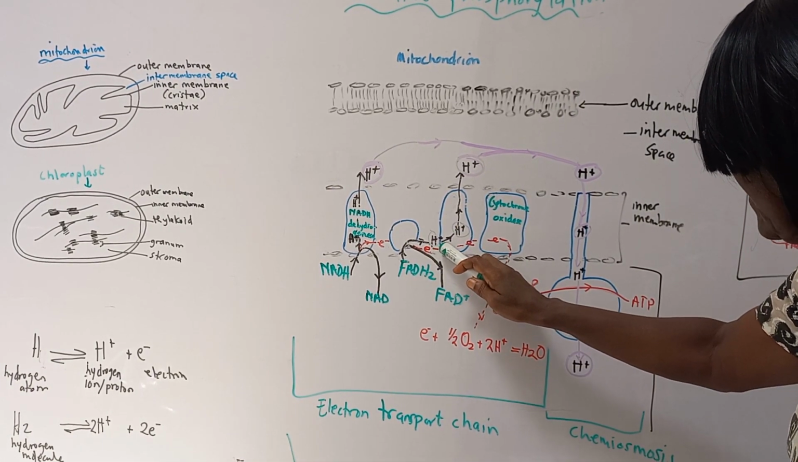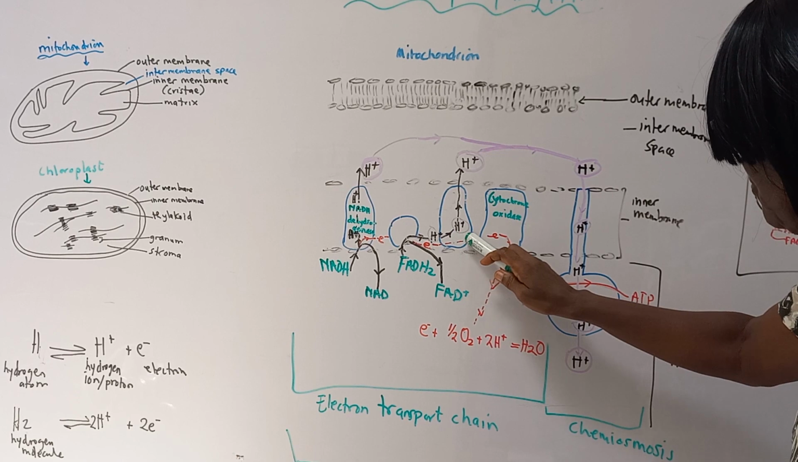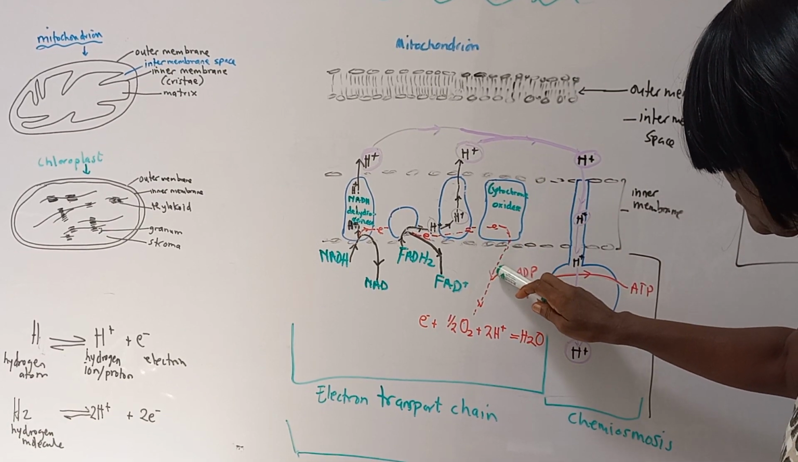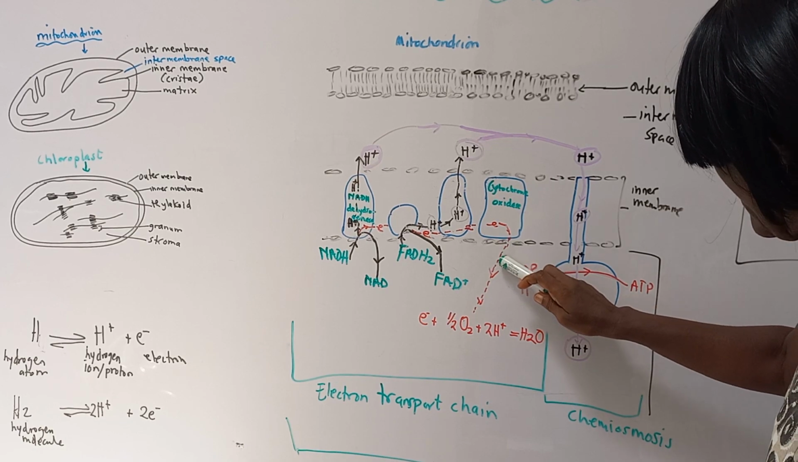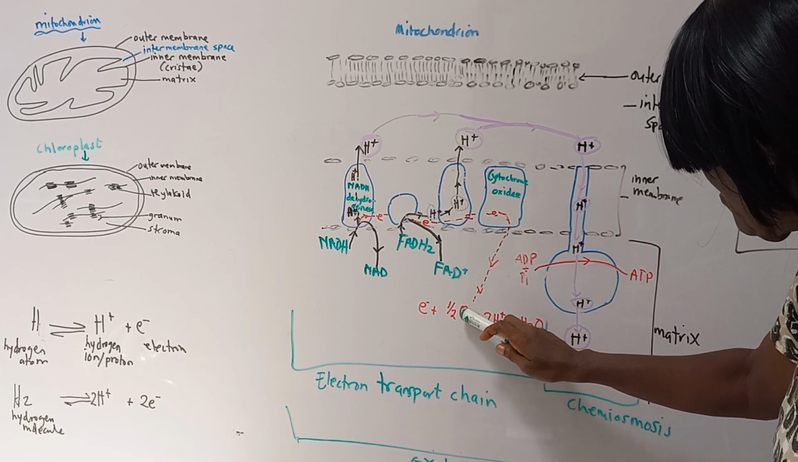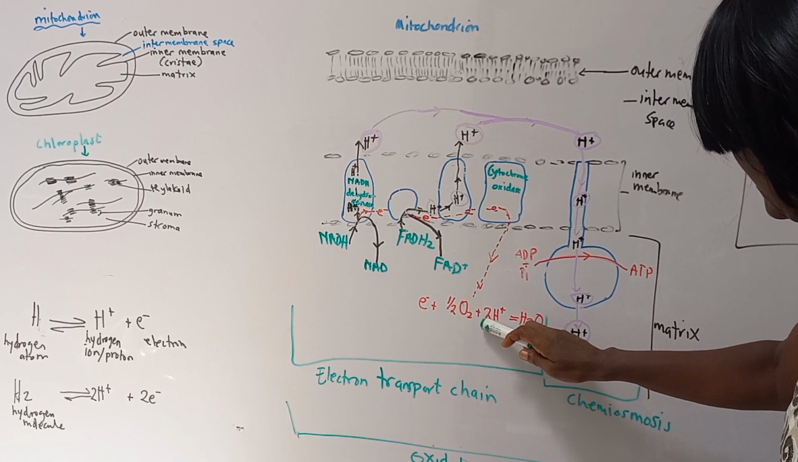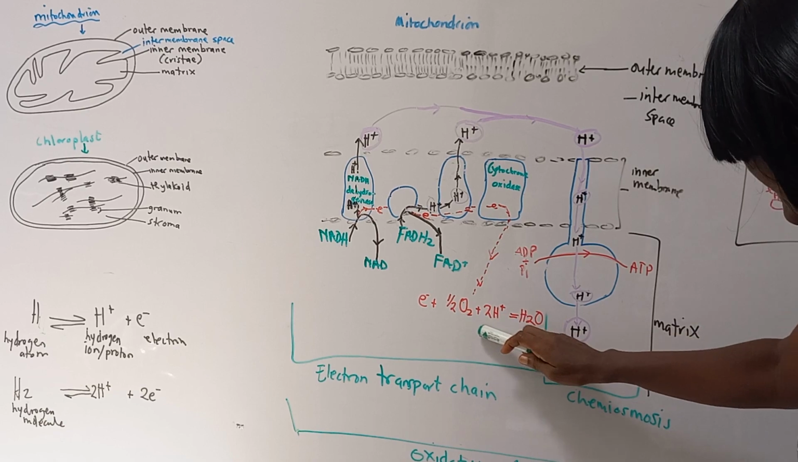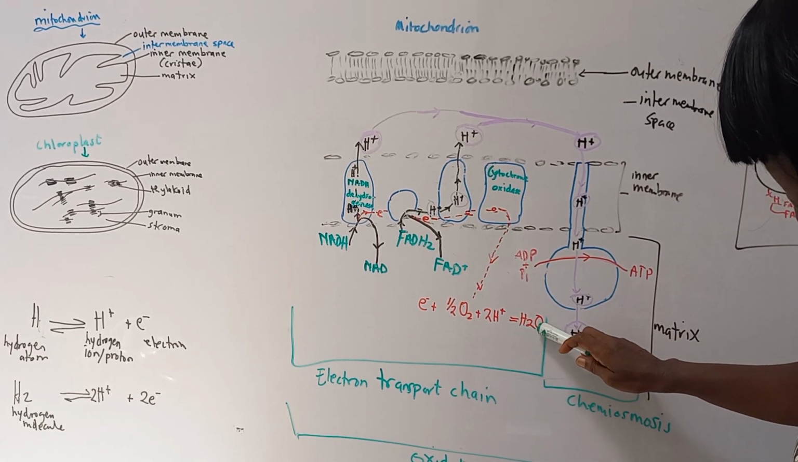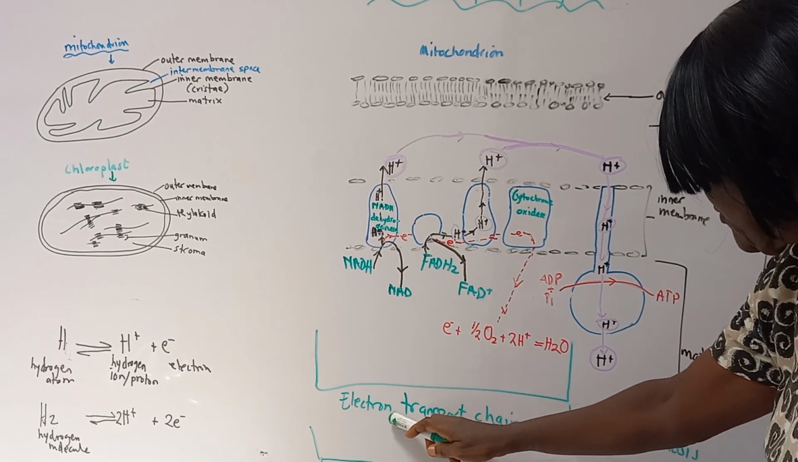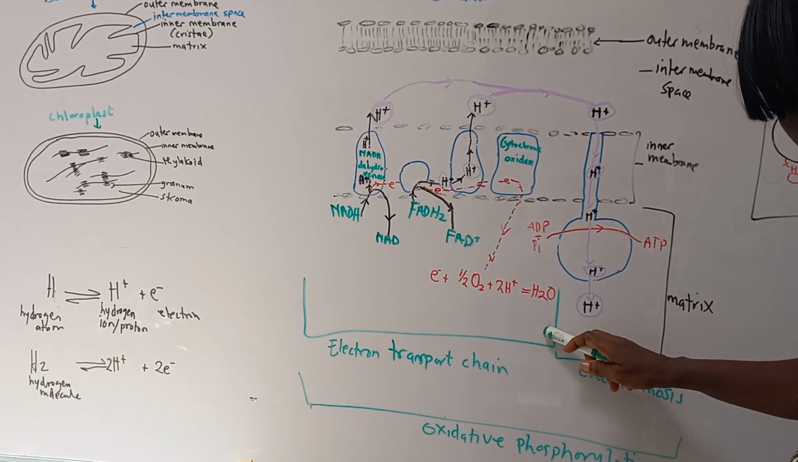And as the electrons move from molecule to molecule and ATP is produced, the electrons lose energy, and finally, oxygen, released from cytochrome oxidase, combines with electrons and protons or hydrogen ions. In the matrix, water is formed. Now, this process is the electron transport chain process.